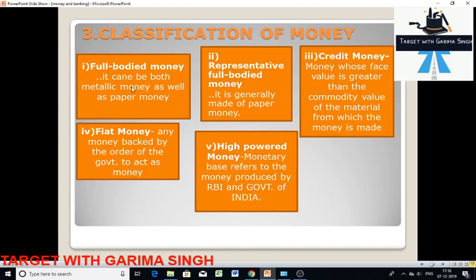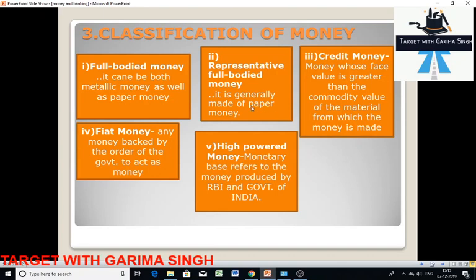Full-bodied money can be both metallic as well as representative money, generally made of paper money. Full-bodied metallic money is standard coin when the economy is on a metallic standard, that is gold coin in a gold standard, silver coin in a silver standard. Standard coin refers to those coins whose real or intrinsic value, that is value of metal, is equal to the face, that is printed value. For instance, if value of metal used in a 5 rupee coin is equal to 5 rupees, it will be called standard coin and recognized as full-bodied money.